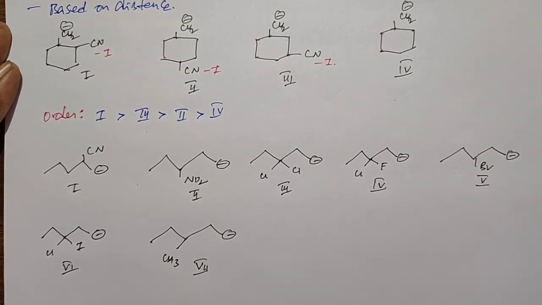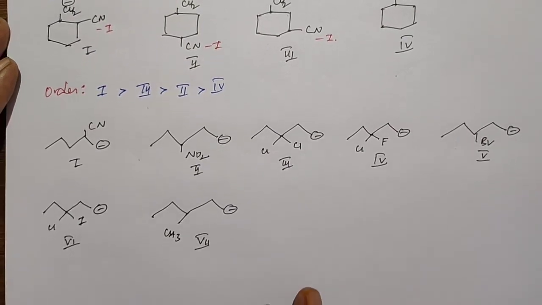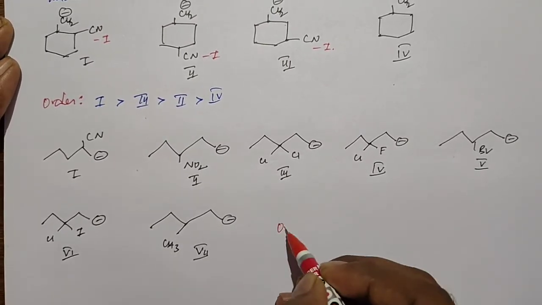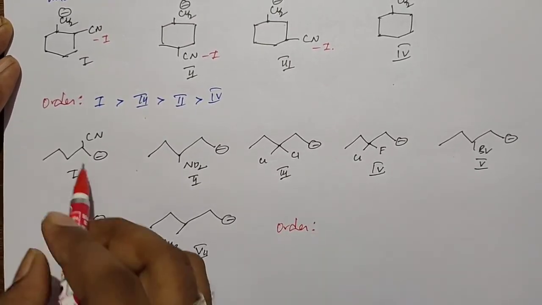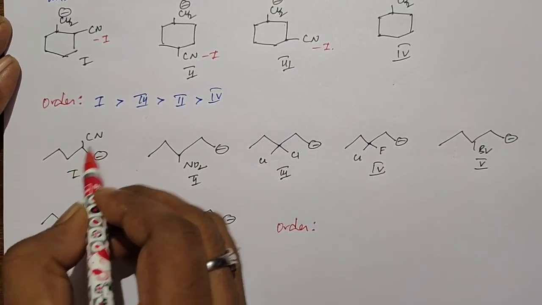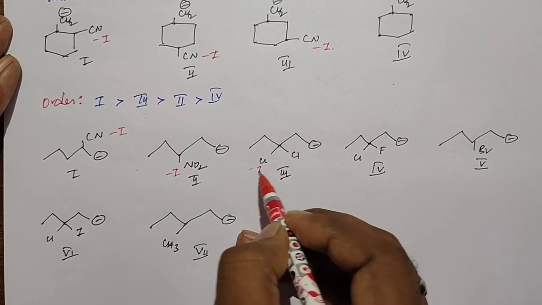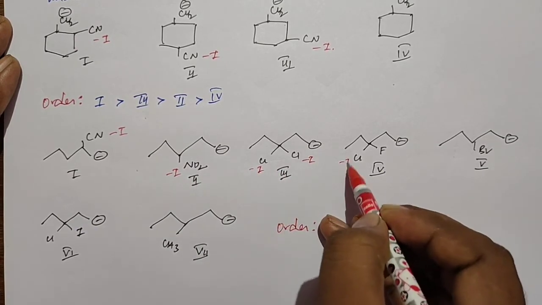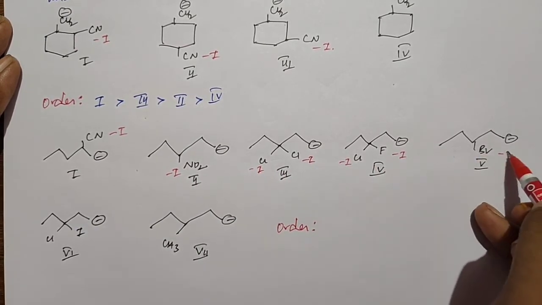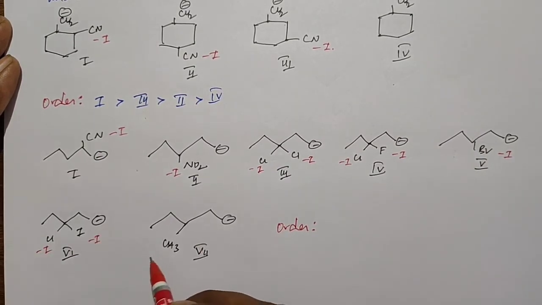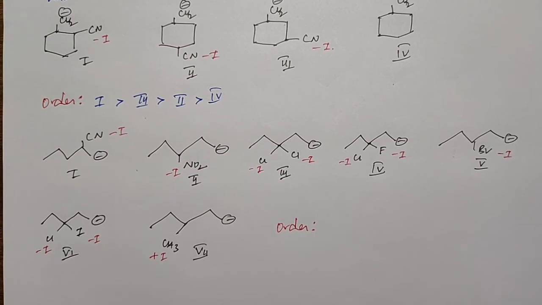If we take the order of their stability, in the first structure the cyano group is a minus I group, NO2 is also a minus I group, both chlorines are minus I groups, fluorine is also a minus I group, bromine is also a minus I group, chlorine and iodine are minus I groups, and methyl is a plus I group. The plus I group is inversely proportional to the stability of a carbanion, so it is at the last position.